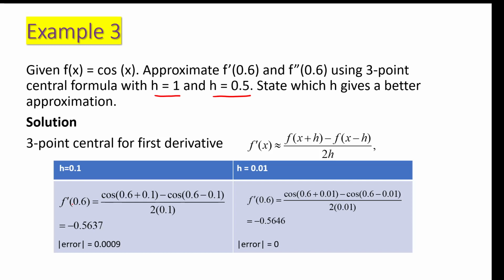Using the 3-point central difference for the first derivative, f prime 0.6: your f(x) is cos x, so plug into the cos function. The x that you are going to estimate is 0.6, and h is, sorry, 0.1.